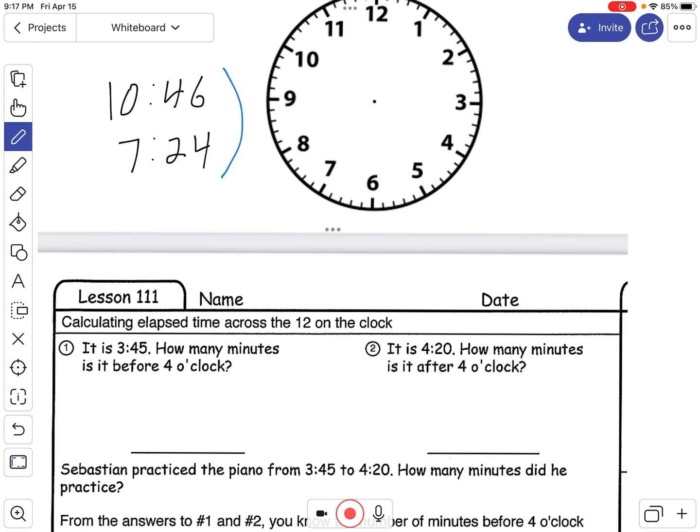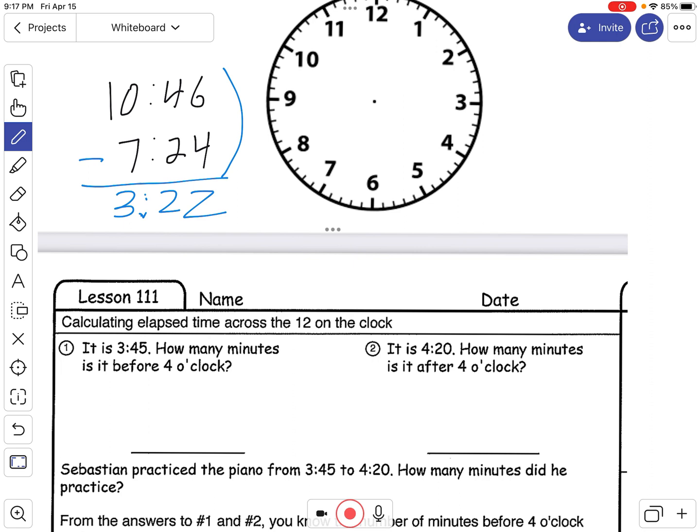If you want to know how much time, like say it's 7:24 and you have to be home at 10:46, how much time is it before you have to be home? Well, all you have to do is subtract, right, to find the difference between those two times, from 7:24 to 10:46. And so you have 3 hours and 22 minutes before you have to be home.